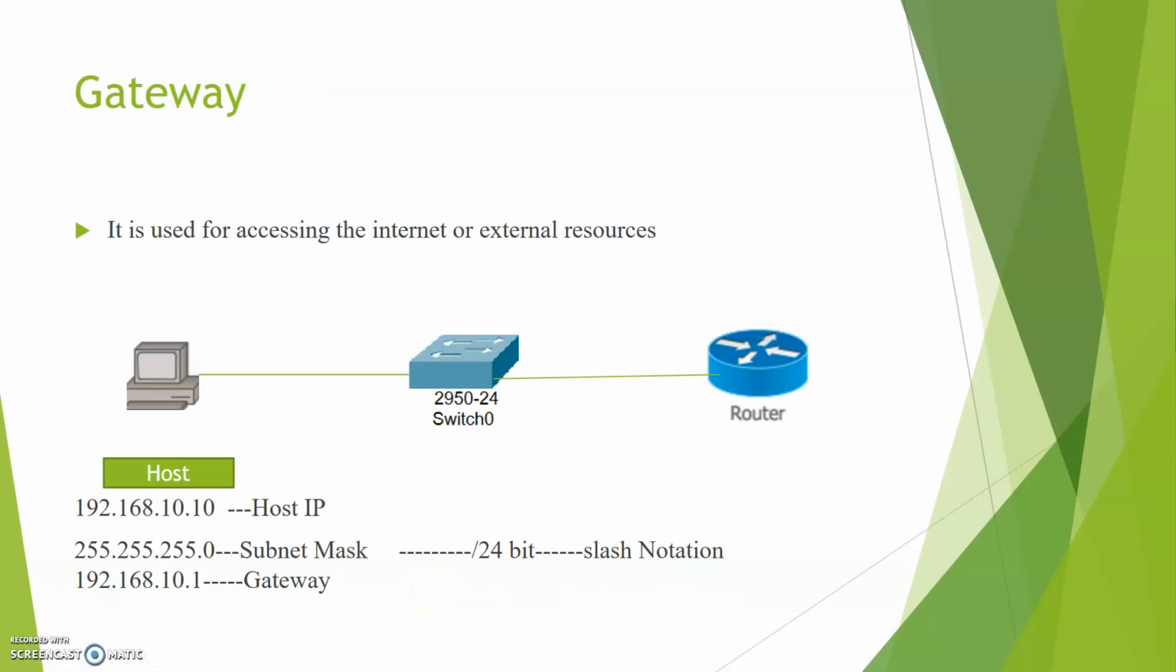So here /24 means totally 24 bits are turned on, and the gateway is used for accessing the internet or external resources. So 192.168.10.10 is a host IP and 192.168.10.1 is a gateway. /24 is a slash notation. For this slash notation, the subnet mask is 255.255.255.0, and also keep in mind both the host IP and the gateway should remain in the same subnet.